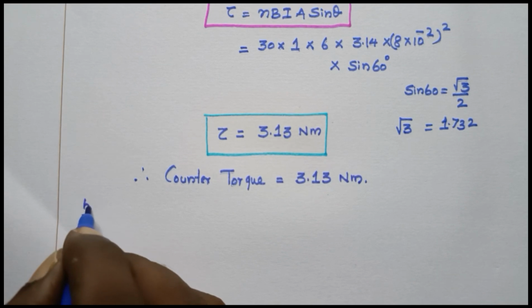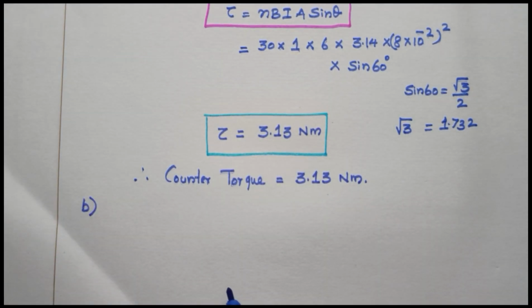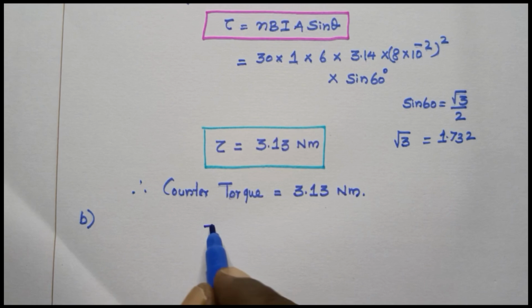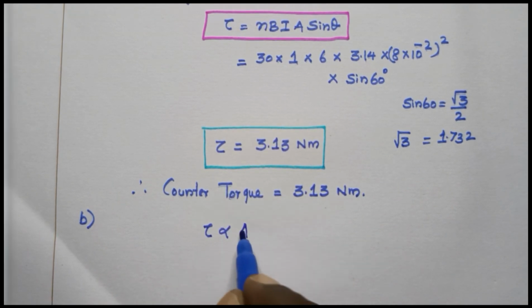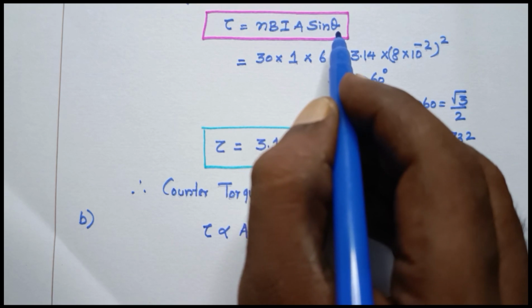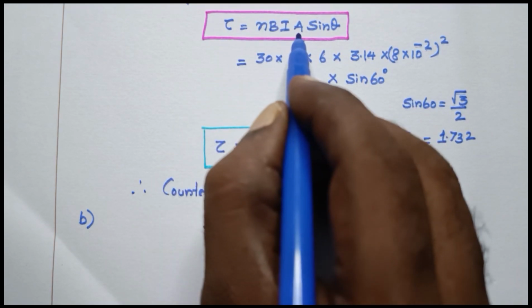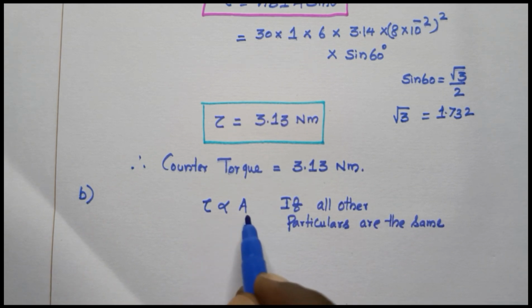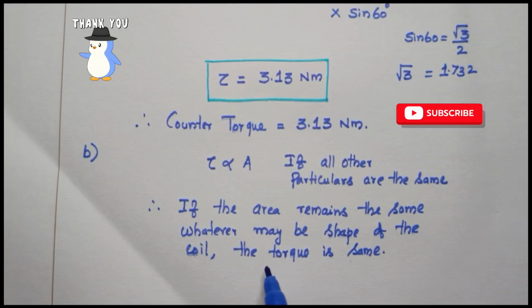What is asked in the subdivision B? Circular coil is replaced by a planar coil of same area, but the shape is irregular. From this relation, we can say that torque is proportional to area. If N, B, I, theta are same, then torque will be proportional to area. If all other particulars are same, then torque is proportional to area. If the area is also same, then the answer is not going to change. This is the answer to the given problem.